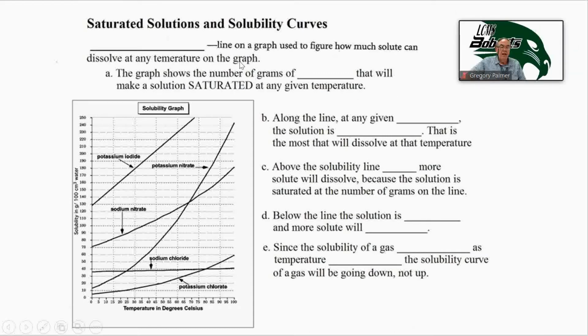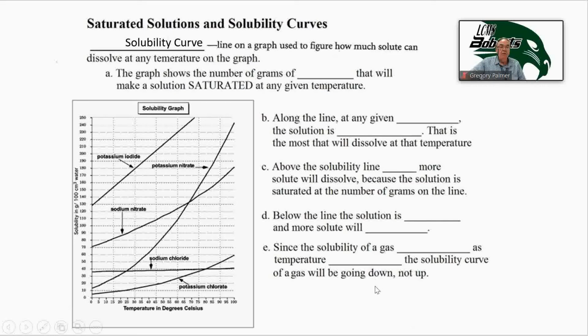Okay, on this graph here, they show solubility curves, and usually they graph different substances. On this one, it has potassium chloride down here, and then this line going across is sodium chloride, and then this line going up like this is potassium nitrate, and this one is sodium nitrate, and this is potassium iodide. All of these are compounds that we worked on in the previous unit. So these are solubility curves.